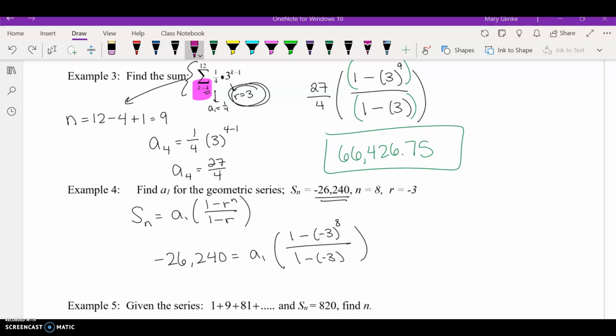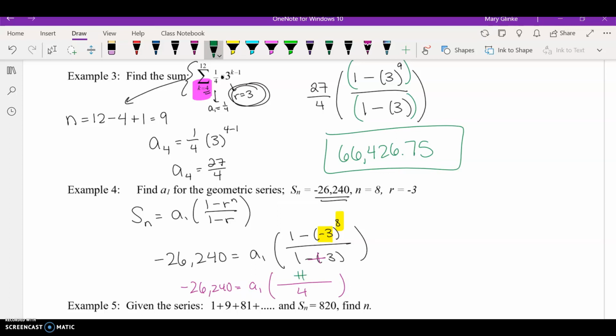So at this point, we can simplify some things in order to solve for a sub 1. Our denominator would simplify nicely. 1 minus negative 3 would become 1 plus 3. So we get negative 26,240 equals a sub 1 times something over 4. But in the numerator, you have to be a little bit more careful because you have negative 3 being raised to the 8th power, and you have to do that first. So you'd have to do negative 3 to the 8th power and then do 1 minus that answer.